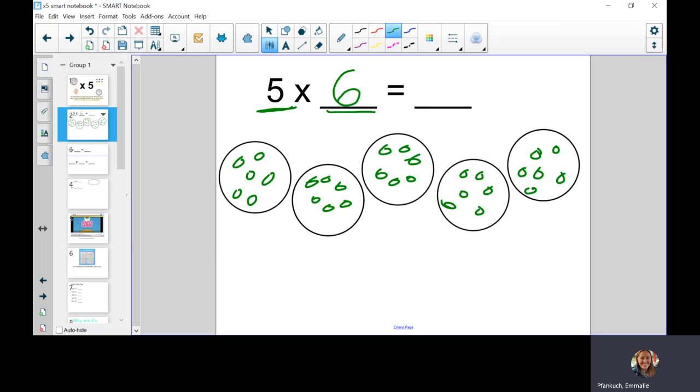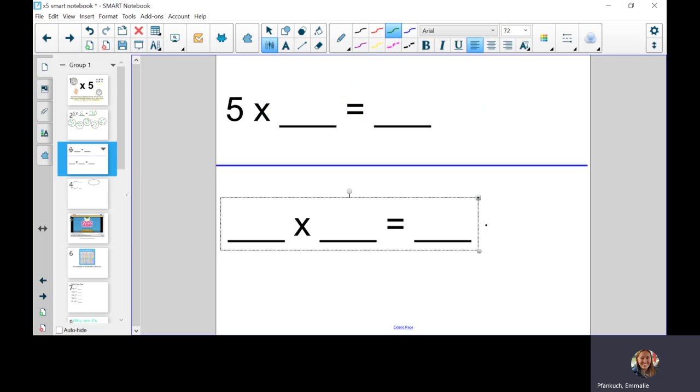To find out my product, my total number, I'm going to need to count all of those green dots. It's going to take me a little bit. So 1, 2, 3, 4, 5, 6, 7, 8, 9, 10, 11, 12, 13, 14, 15, 16, 17, 18, 19, 20, 21, 22, 23, 24, 25, 26, 27, 28, 29, 30. Whew. All right, that took me a little bit of time. But thankfully, there's a faster way to solve multiplication problems when they have a 5.